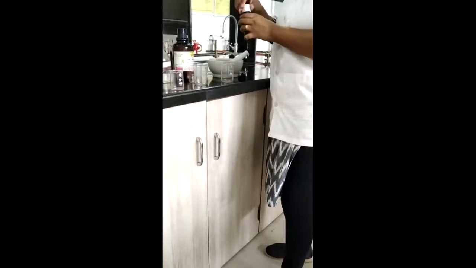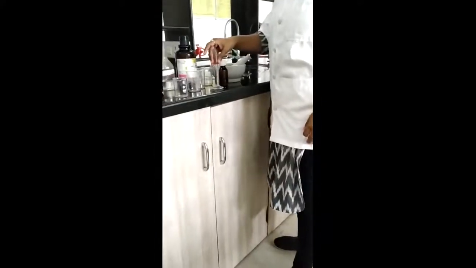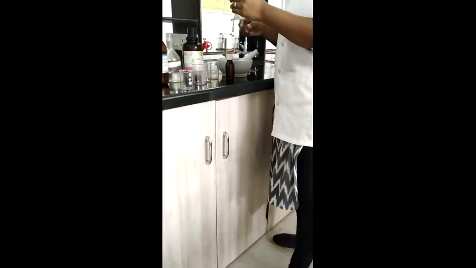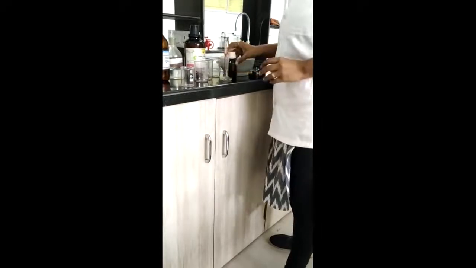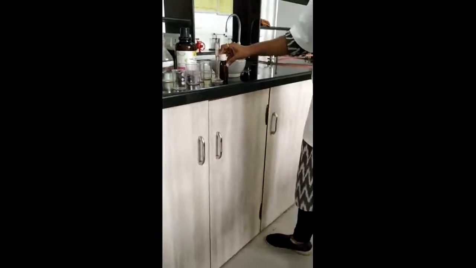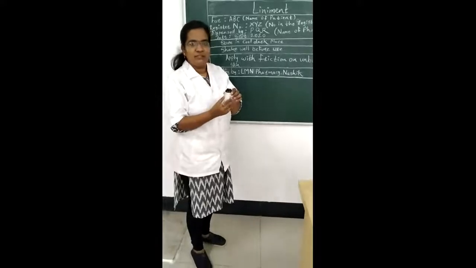After vigorously shaking, I poured that solution into this measuring cylinder and made up the volume with the help of purified water. Now I am going to transfer it into this container and then we will proceed to the labeling part. So now let's move towards the labeling part.